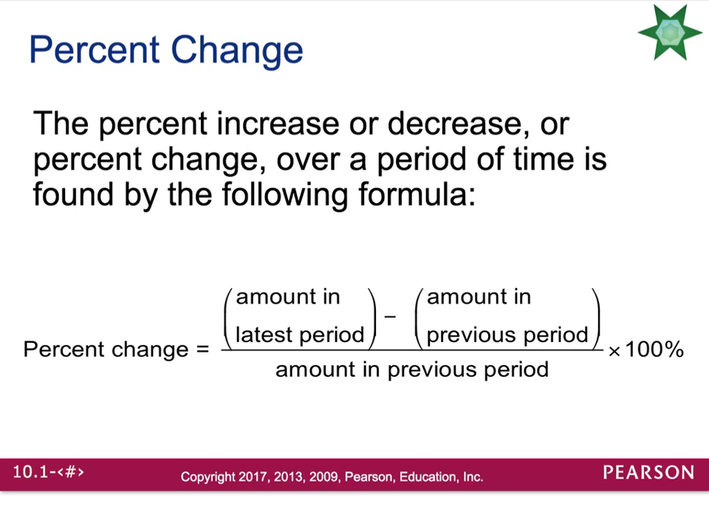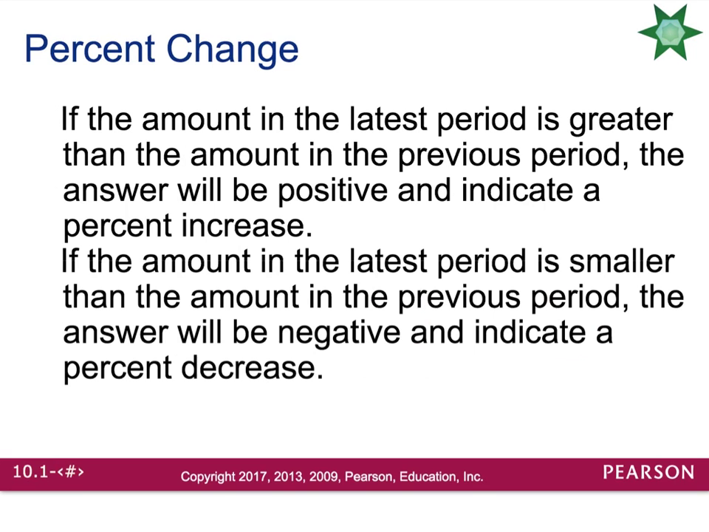The next thing we'll calculate is percent change. The percent increase or decrease, which is also called the percent change, over a time is found with the following formula. You need to first take the amount in the latest period, usually your current period, and you need to subtract the amount in the previous period. Once you have that value, you then divide by the amount in the previous period, and once you have that value, then you turn it into a percent by multiplying by 100 and putting the percent symbol on.